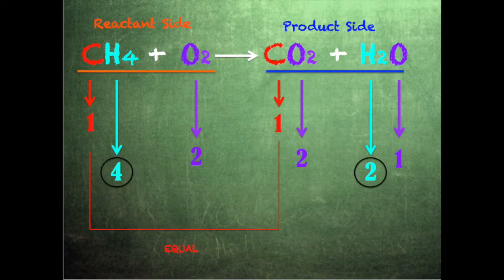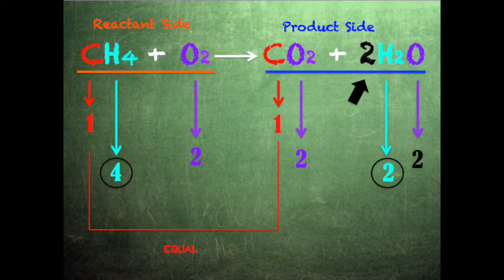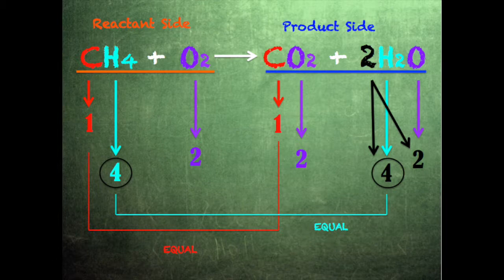As we can see, there are double the amount of hydrogen atoms on the reactant side as there are on the product side. By using trial and error, we put a 2 in front of the water molecule so that we now have 4 hydrogen atoms on the product side. As you can see, now the carbon and hydrogen atoms are equal.